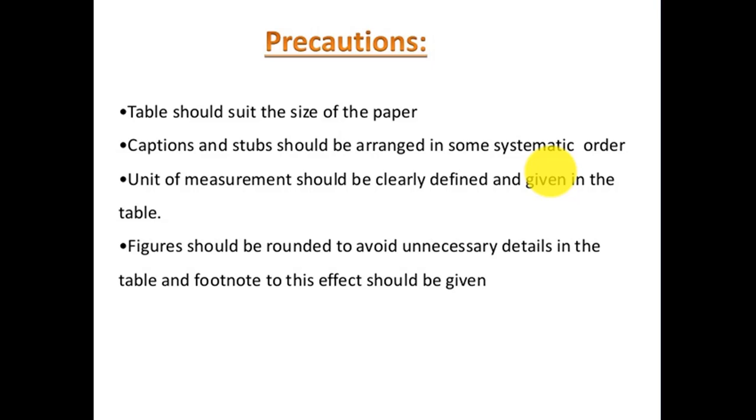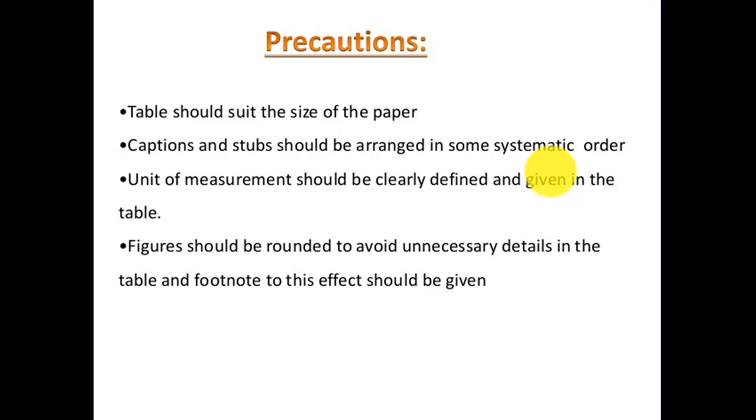Second, captions and stubs should be arranged in some systematic order. What is caption? Caption is column heading and stub is row heading. They should be arranged in some systematic order. Unit of measurement should be clearly defined and given in the table. Figures should be rounded to avoid unnecessary details in the table, and a footnote to this effect should be given.